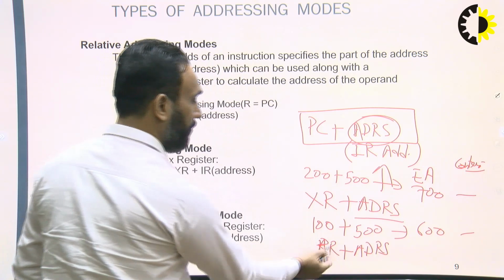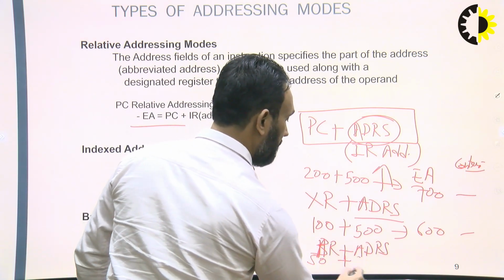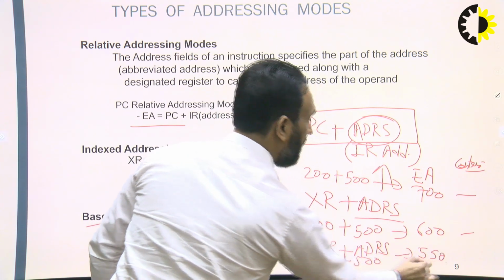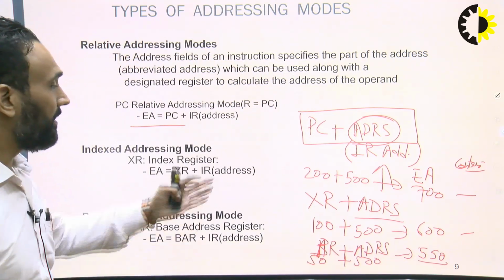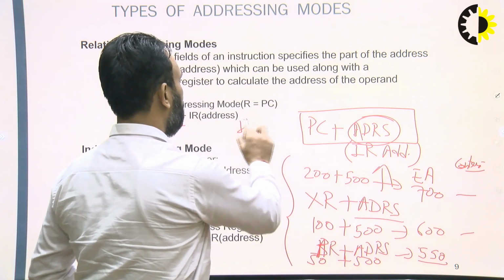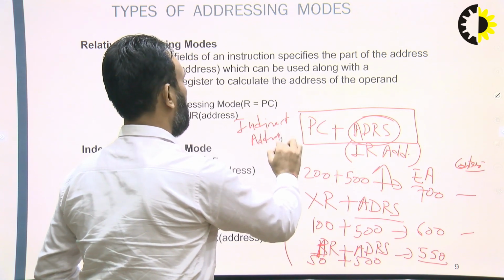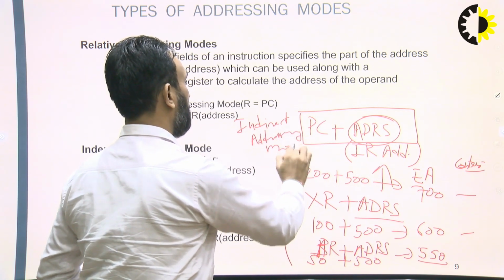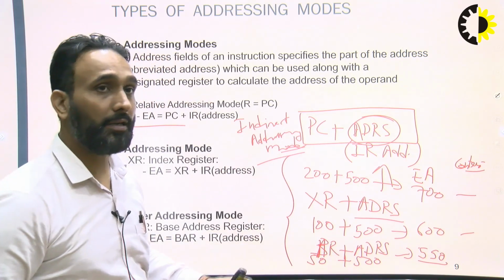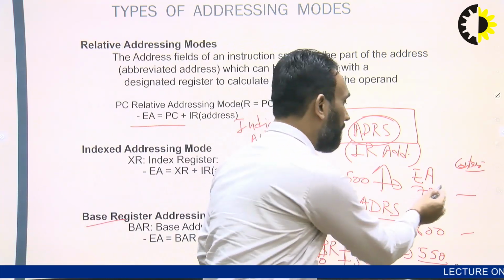For example, the value of base register is 50 and ADRS will remain the same, 500, and the effective address is 550. So that is the basic difference, and these are the indirect addressing modes. As I said in the first slide, there are two methods, direct and indirect. In indirect, we use some simple mathematical calculation to get the effective address.